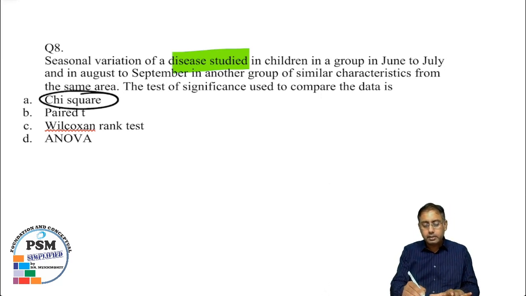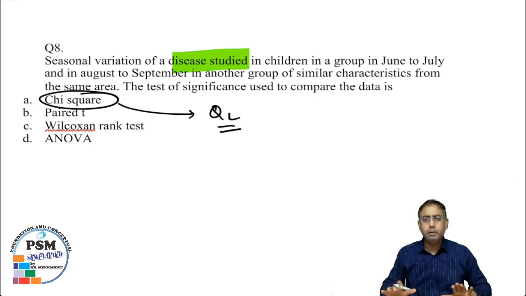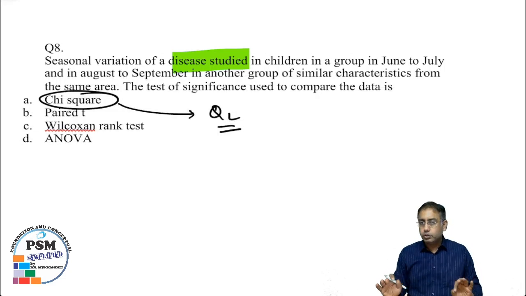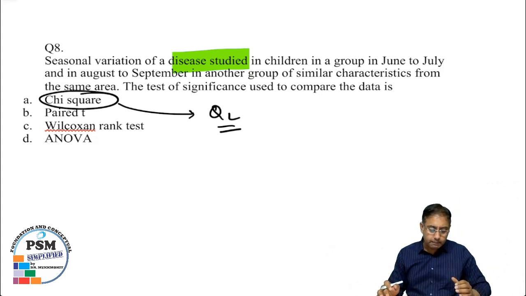This is a simple example of qualitative data. So for qualitative data, two groups, I told you 99% people will ask you about paired t-test, unpaired t-test or chi-square. So here we are in your AIIMS exam. We got this question on chi-square test.